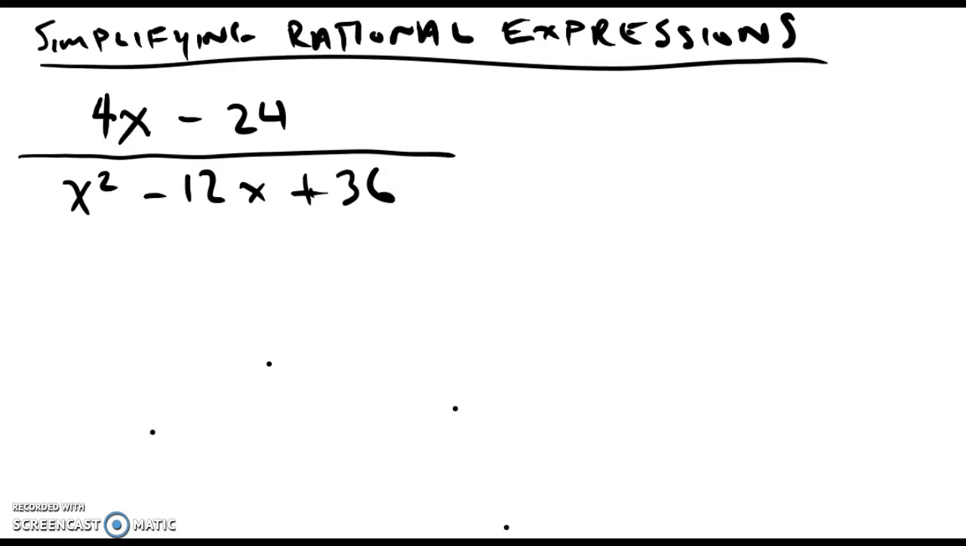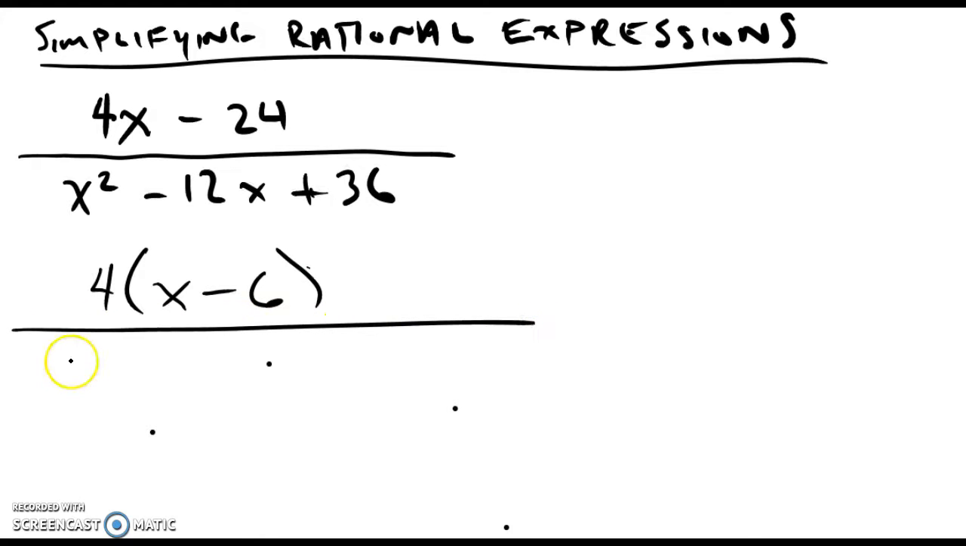So coming back here, we're going to use skills that we've already acquired throughout the course of the second semester. We're going to factor out the GCF on the top one, which in this instance is 4. We wind up with x minus 6. And on the bottom, we've got a quadratic equation, so we've got to do the two sets of parentheses. We've got to break up the x's.